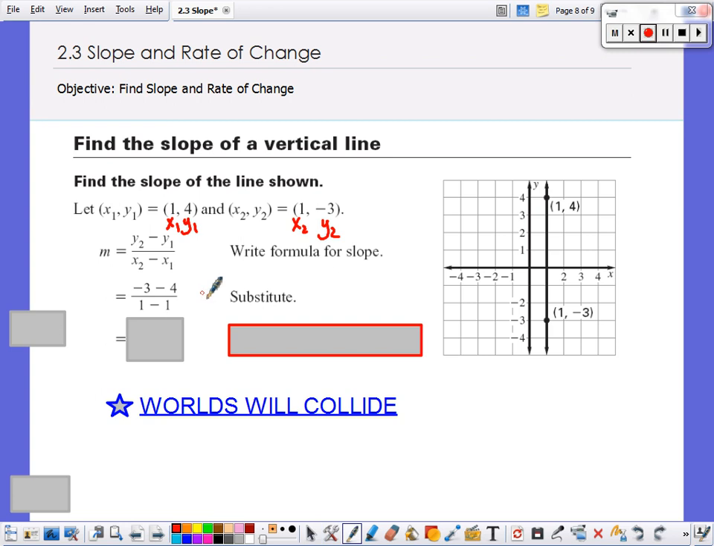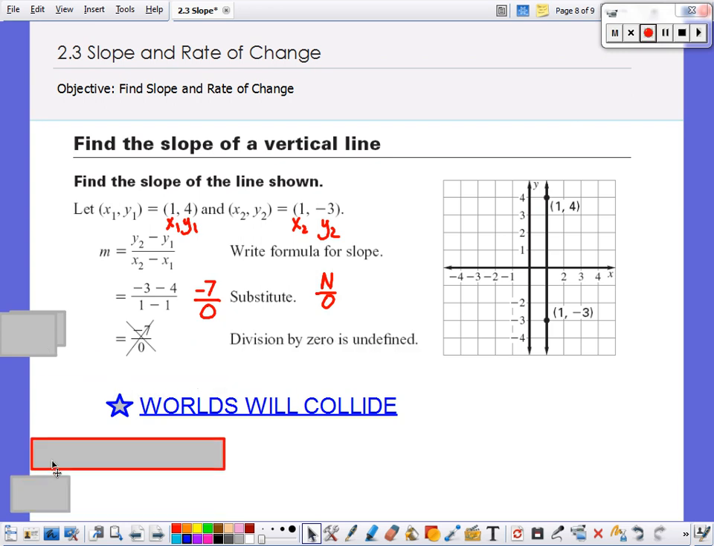So on the top you end up getting negative 7. On the bottom you end up getting 0. And that's where we run into the issues right there. The division by 0 is undefined. Okay? Division by 0 is undefined. And so when we get this, it's not going to be a solution here. And so what we have is division by 0 is undefined.